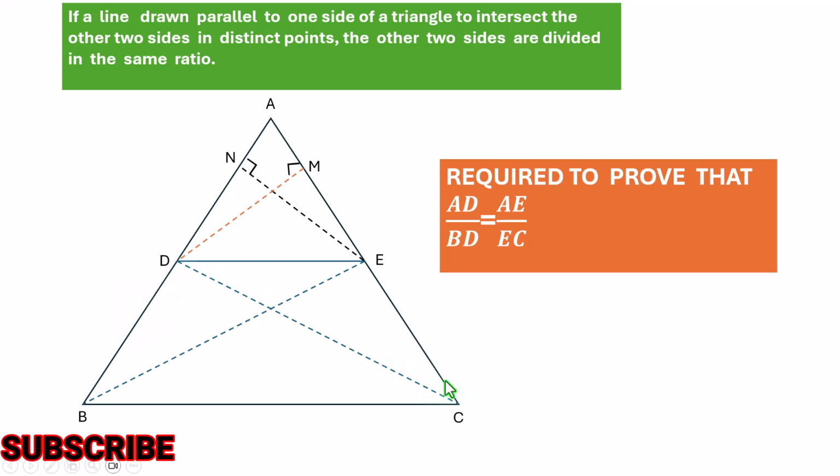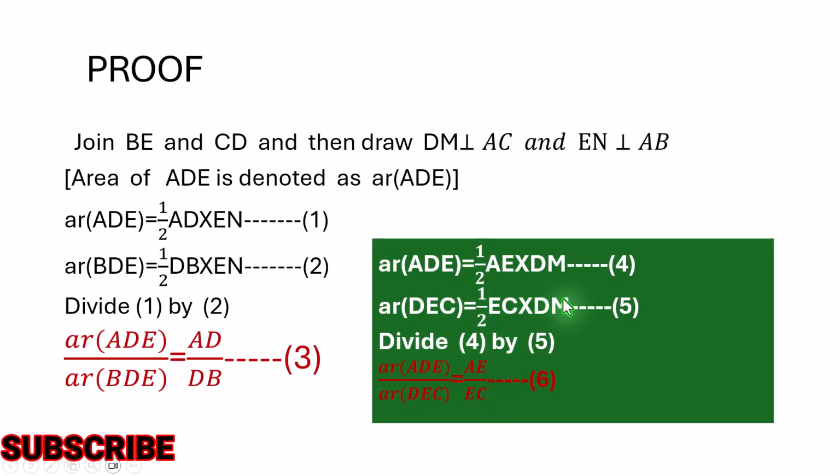Again, area of DEC has the same vertex D, and the bases of both triangles are on the same line. So the height of DEC is also DM, and area of DEC is equal to half into EC into DM. This is equation 5, and the previous one is equation 4. Divide 4 by 5. Half cancels, DM cancels, giving AE by EC.